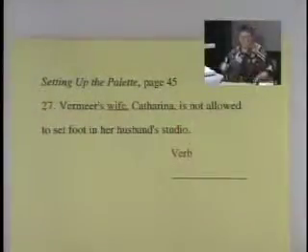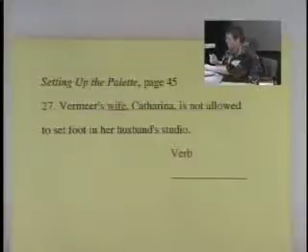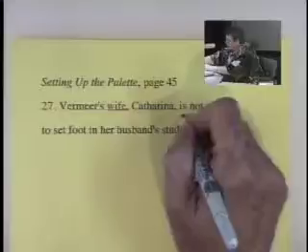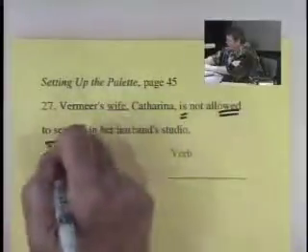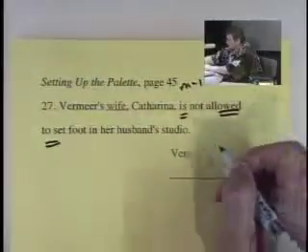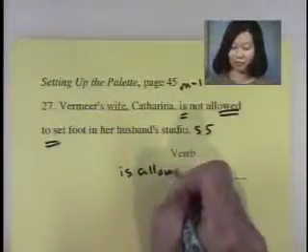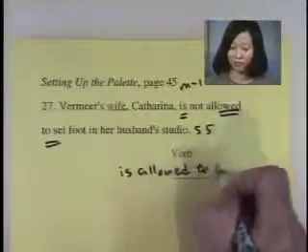Now the wife, Vermeer's wife, Katerina, remember she's the one with the blonde curls and the brittle voice, is not allowed to set foot in her husband's studio. If wife is the subject, Maritza, where's the verb? Is allowed to set. All of that. What kind of a clause is it? A main clause. What kind of a sentence is it? A simple sentence. So is allowed to set. Question?